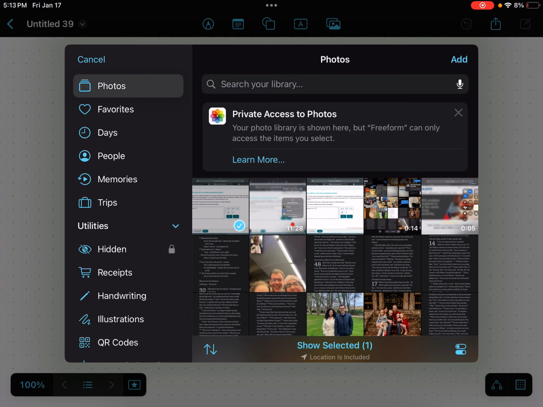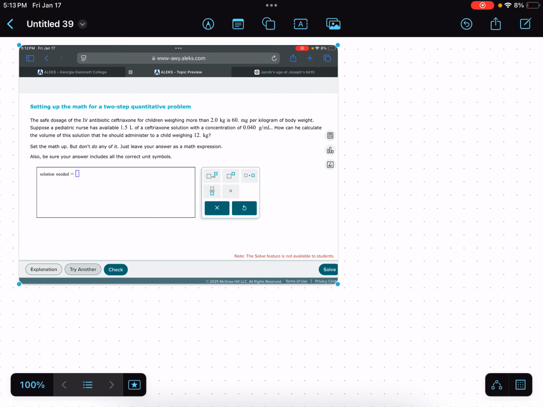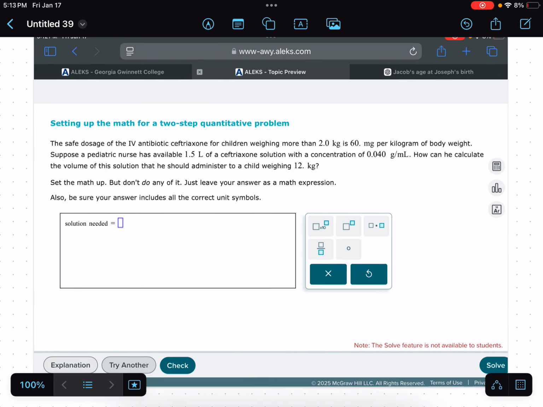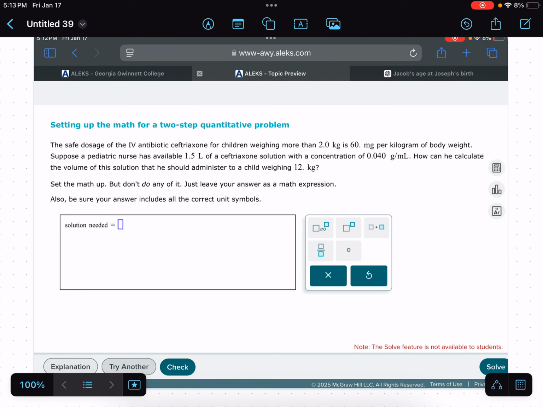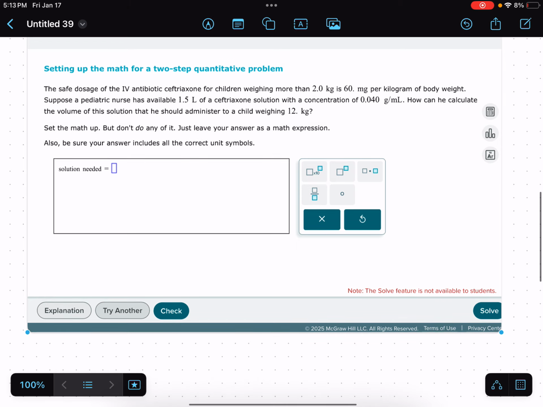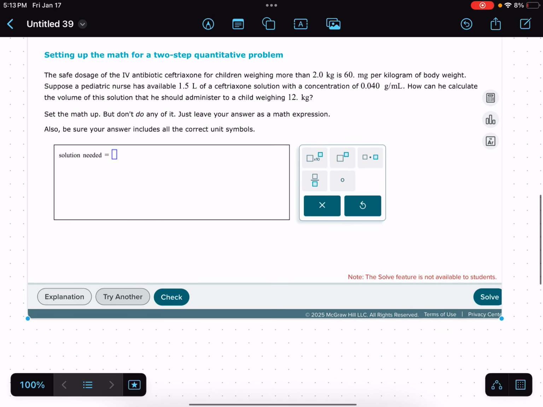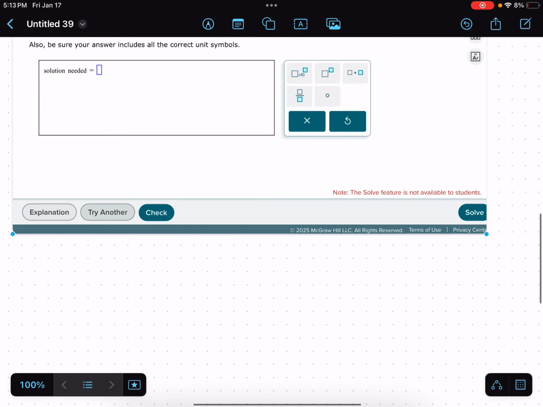All right, so here it is, and we're gonna write over top of it and make notes, just like we did last time. Okay, so, safe dosage. All right, toughie, no idea what to do, so I'm gonna make notes like I do every time. Okay, so got safe dosage of whatever for child weighing 2 kilograms is that many milligrams per kilogram. All right, so that's some notes right there.